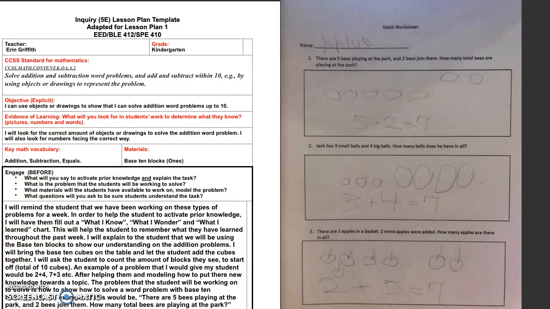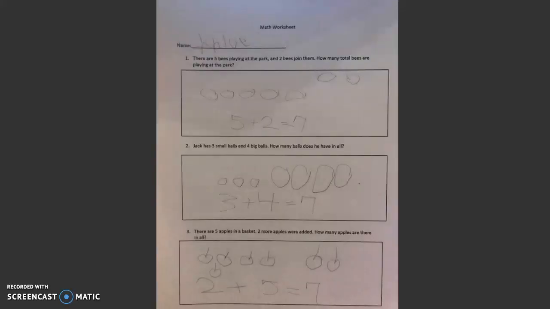I started off my lesson by reminding the student that we've been working on these types of problems for a week, and in order to help the student activate prior knowledge, I had her fill out a what I know, what I wonder, and what I've learned chart. This helped the student remember what she's been learning about in the past week.